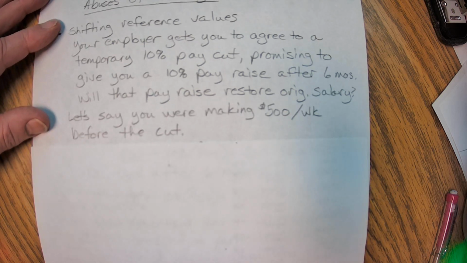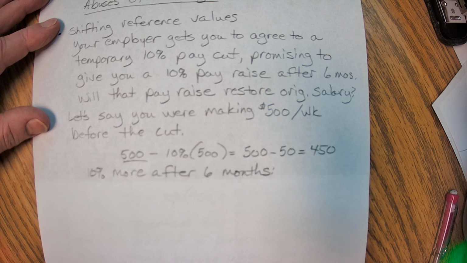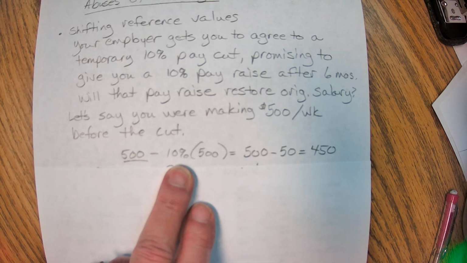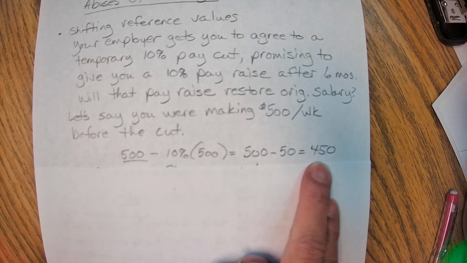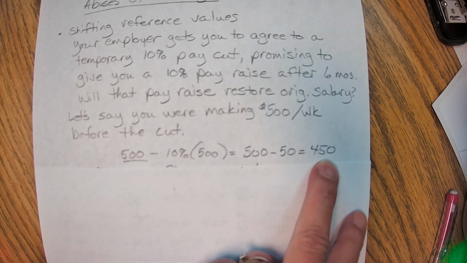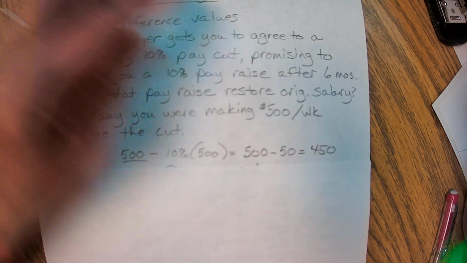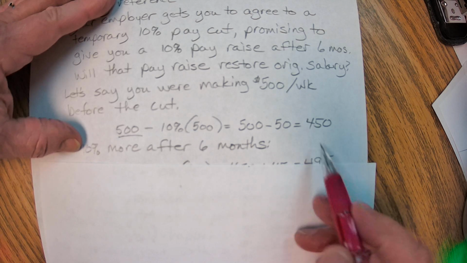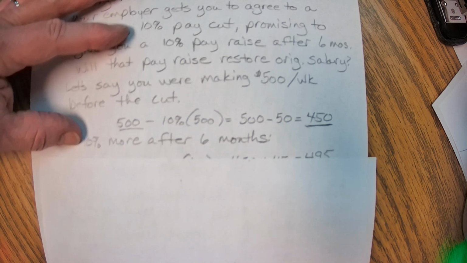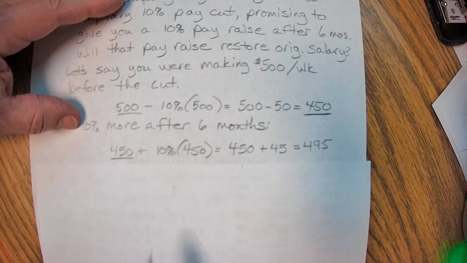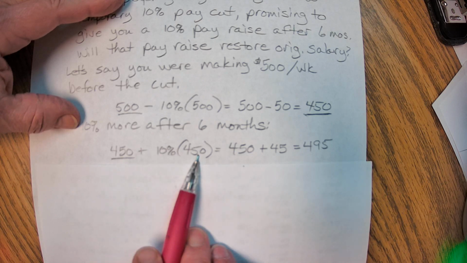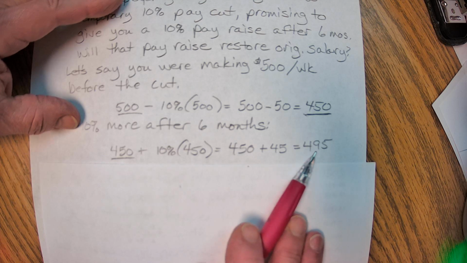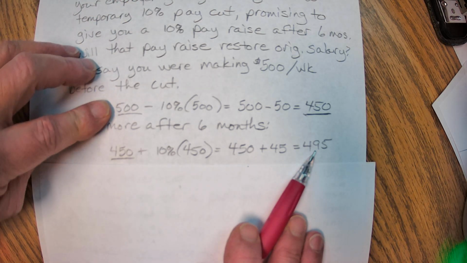Okay, so let's say you were making $500 a week before the cut. So if you took a 10% pay cut on that $500, your new wage is now $450 a week. So in 6 months, you get 10% of this back, and 10% of 450 is 45, so 450 plus 45 is only $495. You're not back to what you started with.